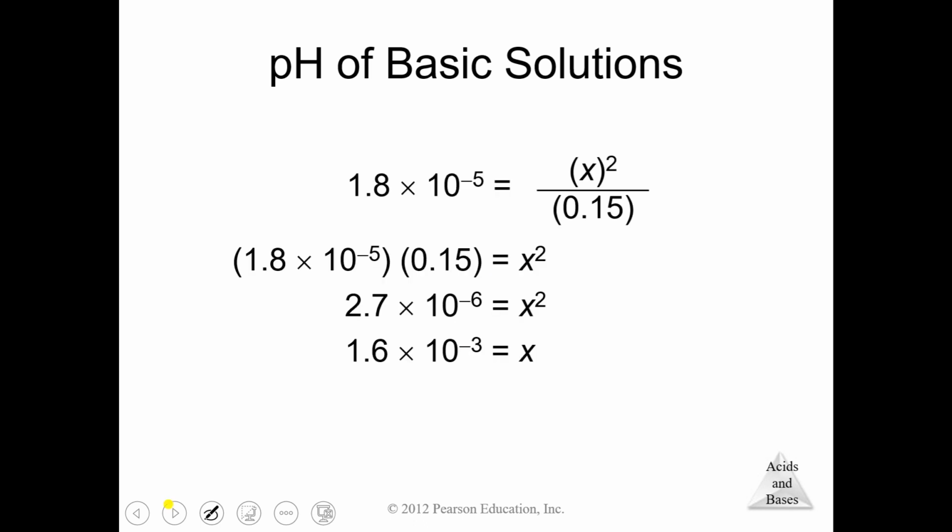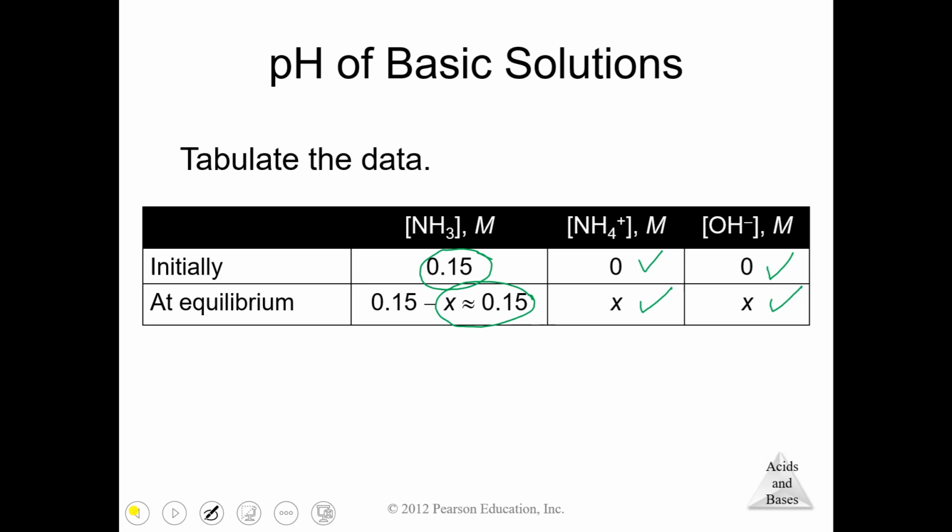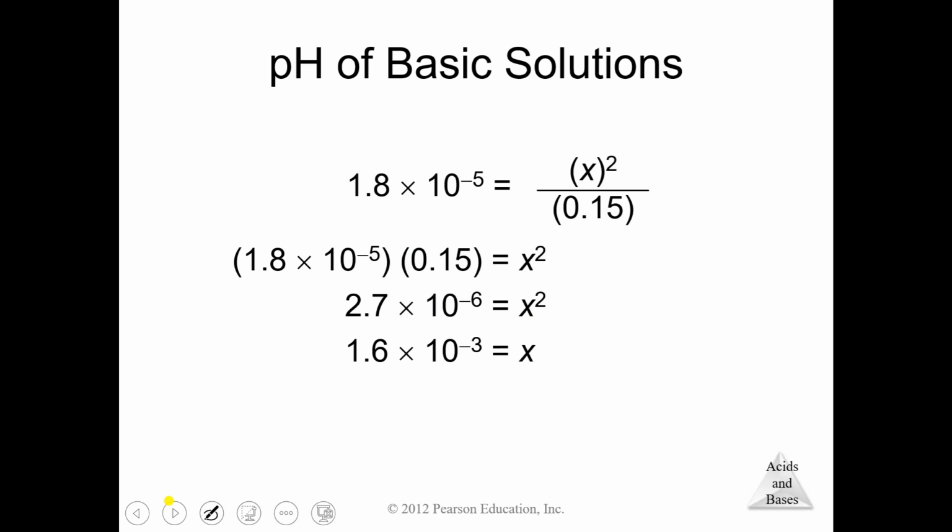So how do we figure this out? We have to first figure out the hydroxide ion concentration. These are basic solutions. So when we do the math and we find the change, x, it's going to be finding it for hydroxide. So we set it up: 1.8 times 10 to the minus 5 equals x squared over 0.15. Again, x is small approximation.